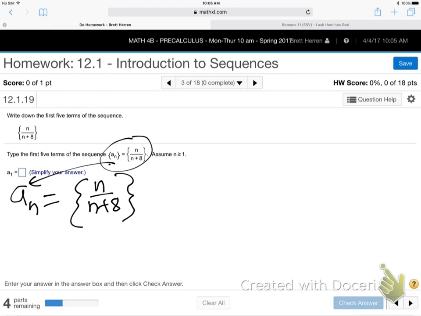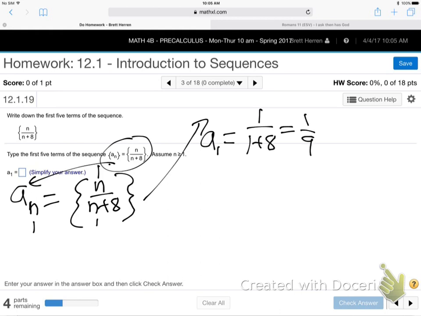So how this works is basically A sub n. It's probably easiest if I just crank a few out. Let's find A sub 1. How do you find A sub 1? You're letting n be 1. So plug 1 in for n in that formula. It's 1 over 1 plus 8. It's 1/9.